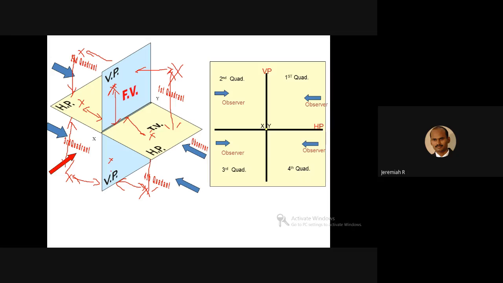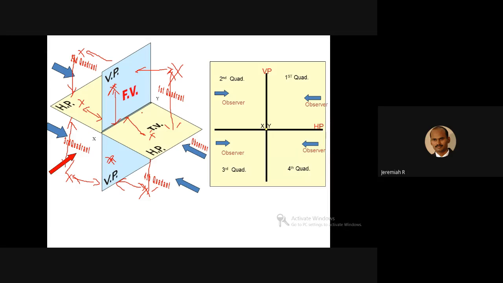And the fifth case: a point is on HP but in front of VP. A point is on the VP but above HP. A point is on the HP but behind VP. A point is on the vertical plane but below HP. Okay, these are 8 cases.